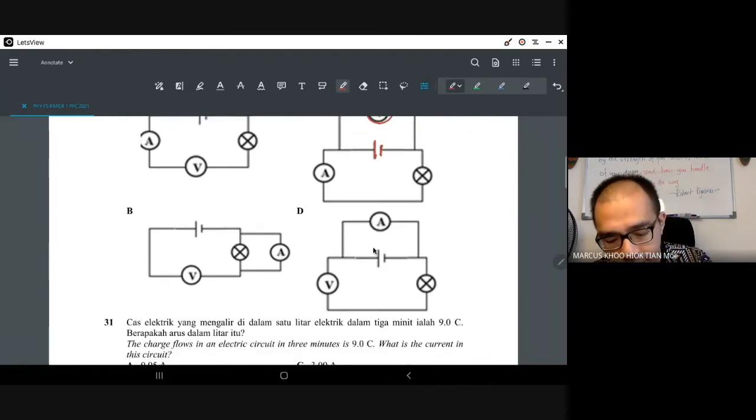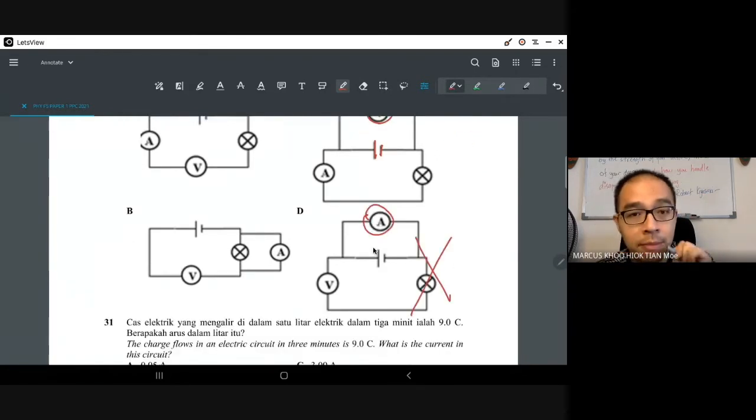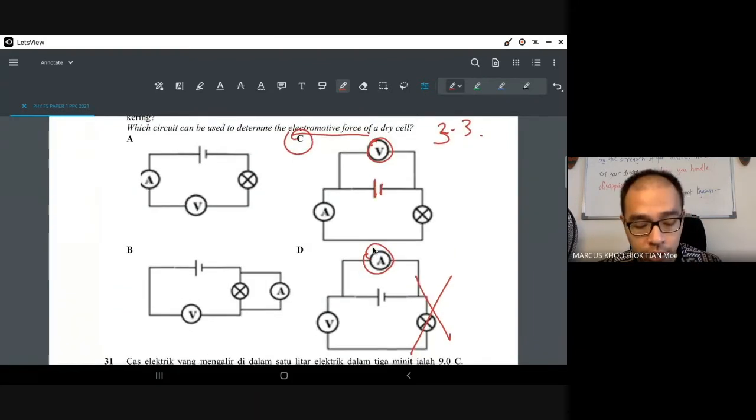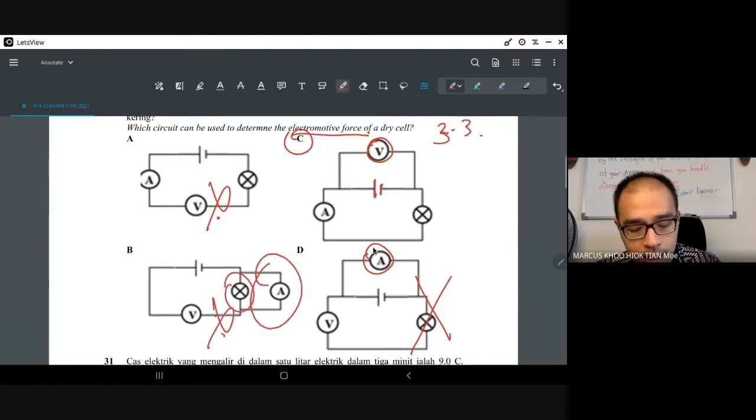Okay, this is definitely out. You'll never put an ammeter disambung secara siri kepada, selari kepada battery. This is also out. This is definitely out lah. Apa ini? Ini salah ini ya.